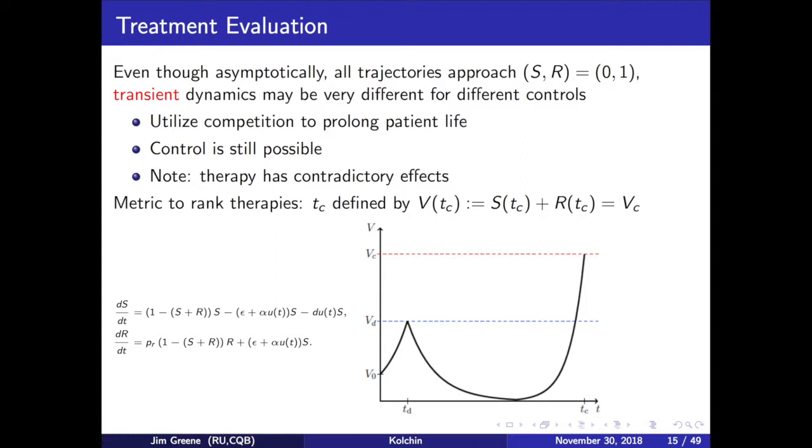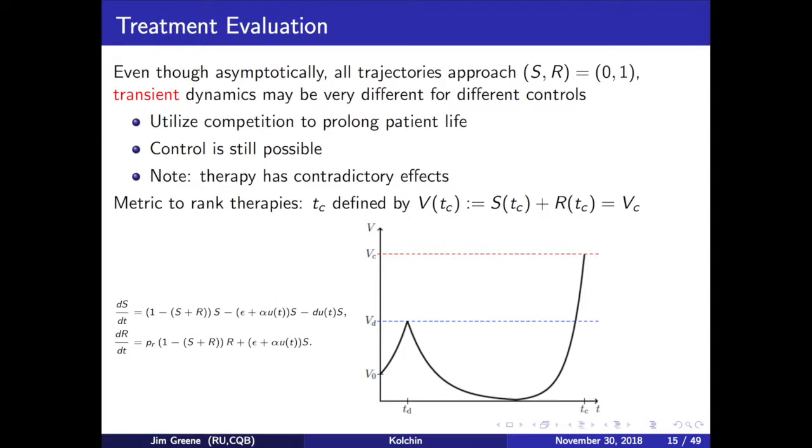Okay. So even though asymptotically all trajectories approach this, of course we're not necessarily interested in asymptotic dynamics, right? Because if we can prolong the patient's life so the cancer won't kill them until they're 200 years old, then it doesn't matter, because they'll die from something else before that. Asymptotics aren't everything. So really the question we're interested in is, what can we do transiently? Maybe the transient dynamics might be very different for different controls. Even though the controls all lead to the same asymptotic dynamics, the transient dynamics could be very, very different. So that's the question we're interested in.